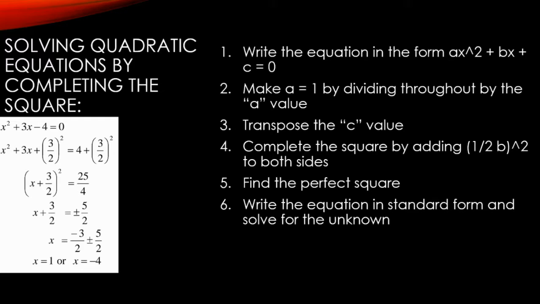The third step is to transpose c, or to move the c value to the other side of the equal sign. Remember to change the sign when you do this. The fourth step is to complete the square by adding half the b value raised to the power of 2 to both sides so that you don't change the equation. And the fifth step is to then find the perfect square and write the equation in standard form, and solve for the unknown is the sixth.